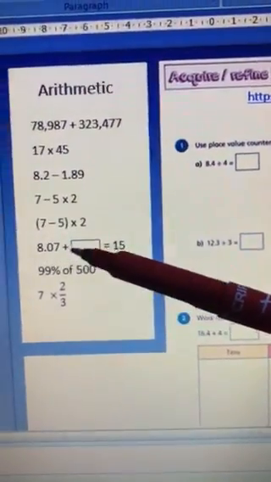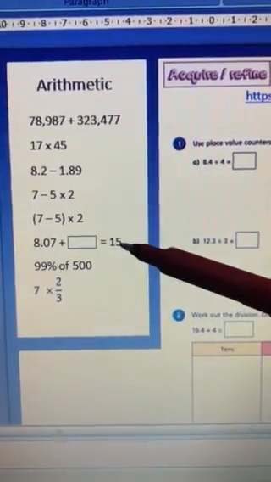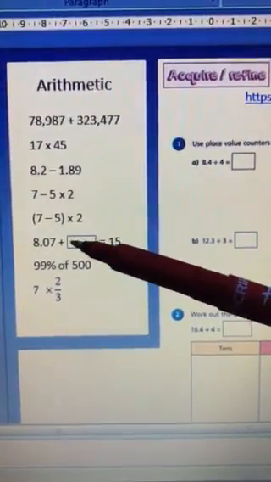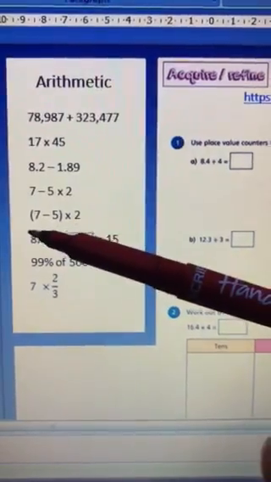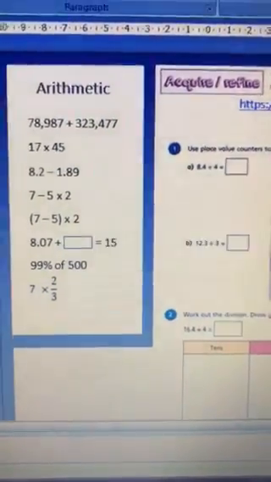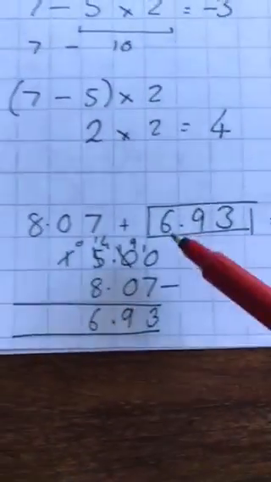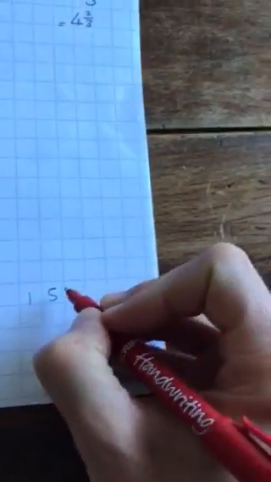On 8.07, add something to get 15. I'm going to do it as inverse gap fill. So the inverse of addition is subtraction. So I'm going to do 15 subtract 8.07 to work out what has been added, which I laid out as so. So don't forget, when we've got 15, we need to put a point.